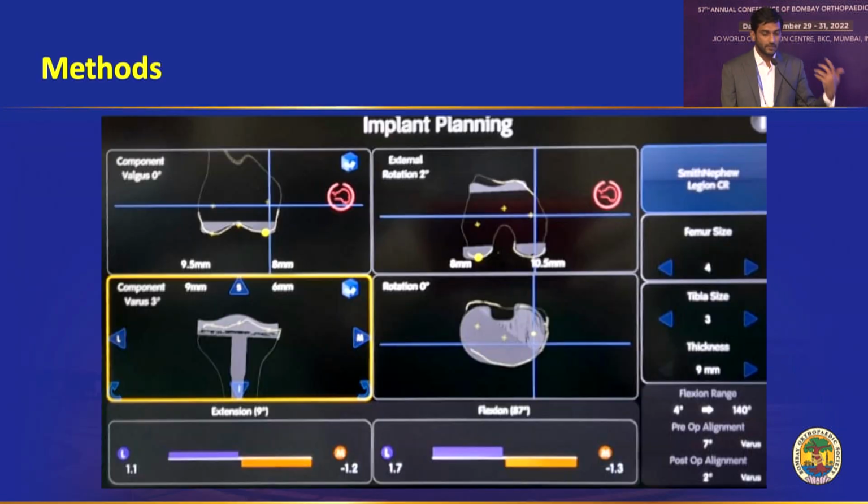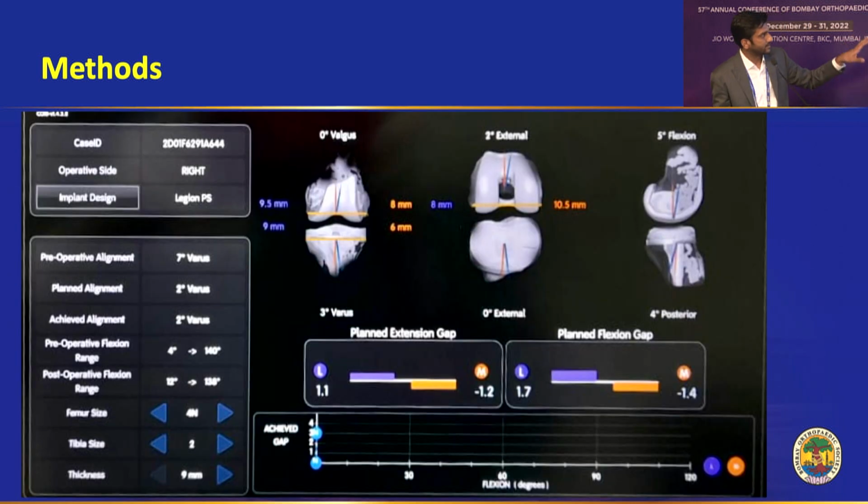And the method to do that was, for an index case, for example, this is the planning screen. Here I'm cutting 9.5 mm from the lateral distal femur, because there's no wear on the lateral distal femur. I'm cutting 8 mm from the medial distal femur. This is a varus knee, so there's some cartilage wear on the medial side. That's the posterior femoral cuts. And on the right hand side, you can see a size 4 femur and a size 3 tibia. This is the planning. And then once you execute, this is the end screen.